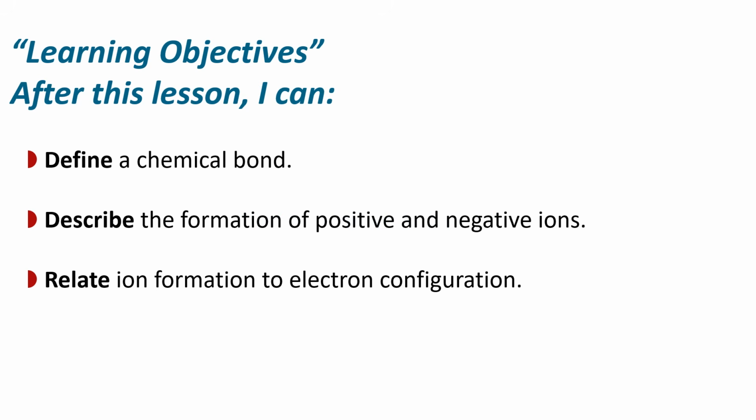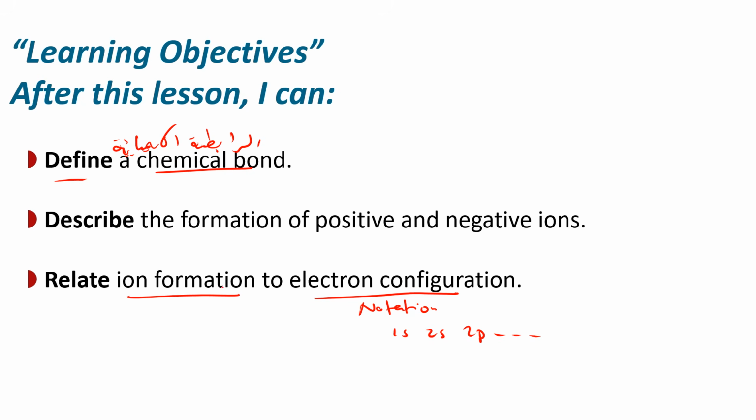throughout the PowerPoint. Okay, so after this lesson you can define what's a chemical bond, الرابطة الكيميائية. Okay, describe the formation of positive and negative ions, شرح كيفية تكون الأيون الموجب والسالب. Relate the ion formation to the electron configuration. So remember the electron notation and configuration, 1s, 2s, 2p, and so on. We're going to use it to write it for the ions, okay?